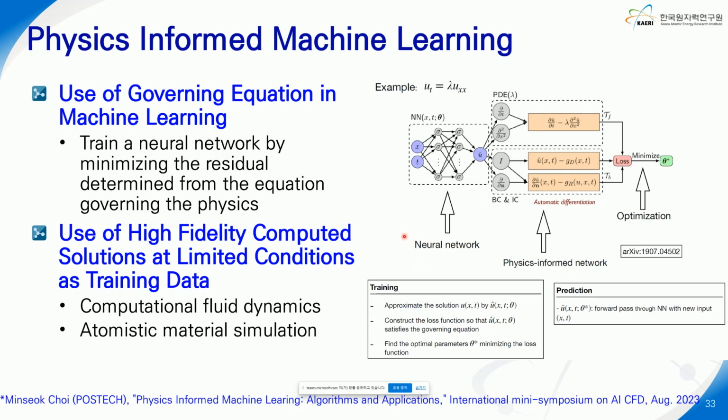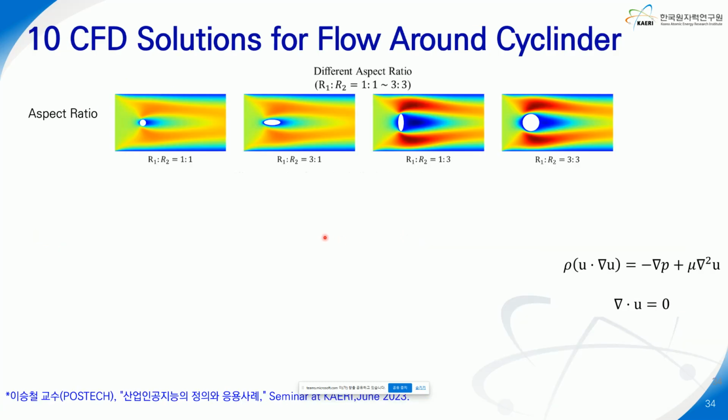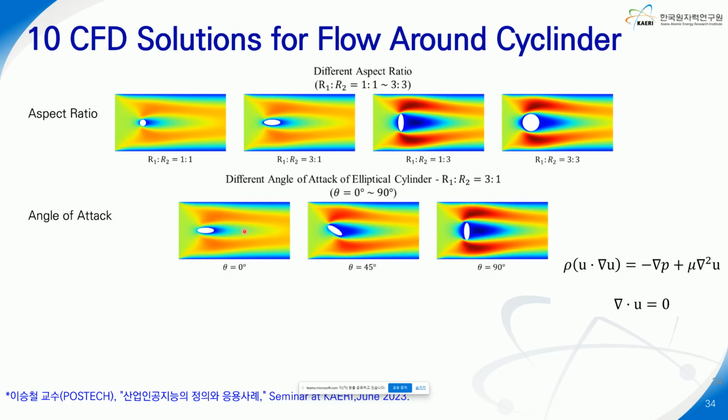The basic training data are generated from high-fidelity computed solutions at limited conditions. CFD is a good area of physics-informed machine learning. This is an example which involves 10 CFD solutions for a 2D flow around the cylinder.